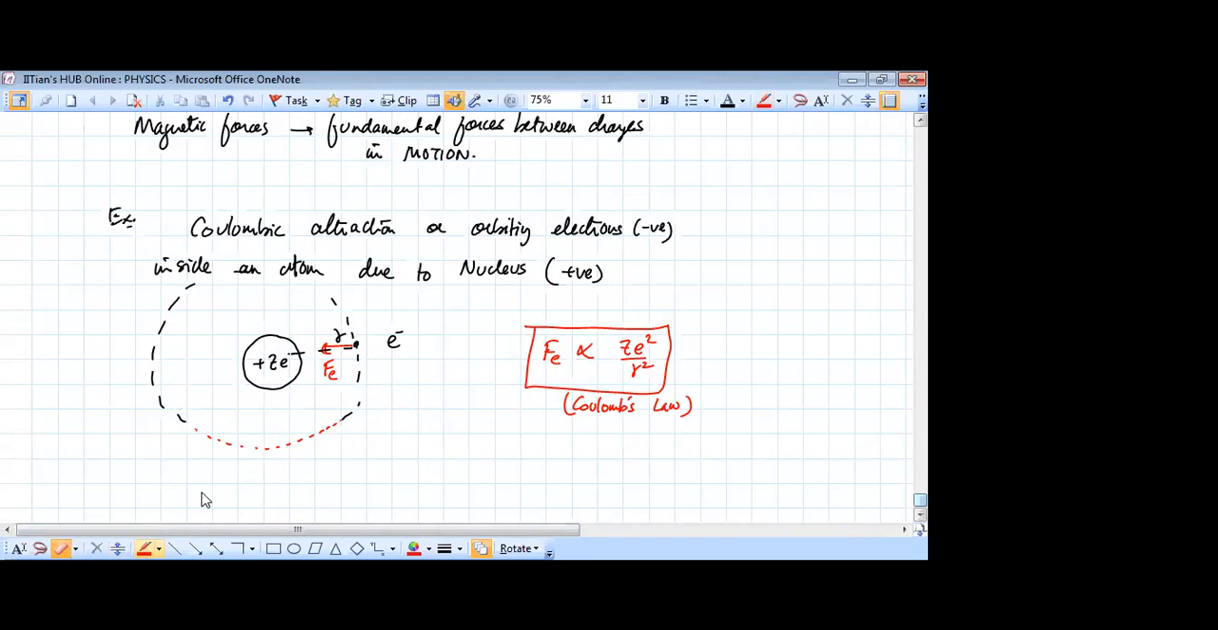But now, why am I mentioning electromagnetic forces as one of the fundamental forces? Because many of the mechanical forces that we'll be studying now come from them. The charge of an electron is 1.6 into 10 raised to minus 19 Coulomb. So the charge of an electron is minus e. The charge of a proton is plus e. The charge of a nucleus is plus Z, where Z is the atomic number, the number of protons in the nucleus.